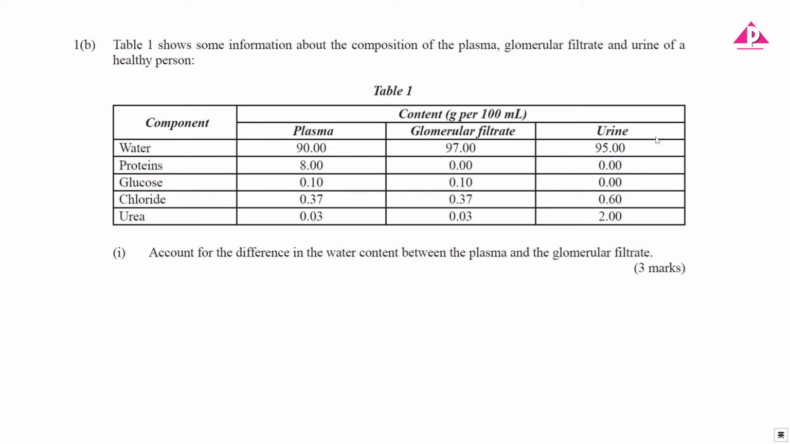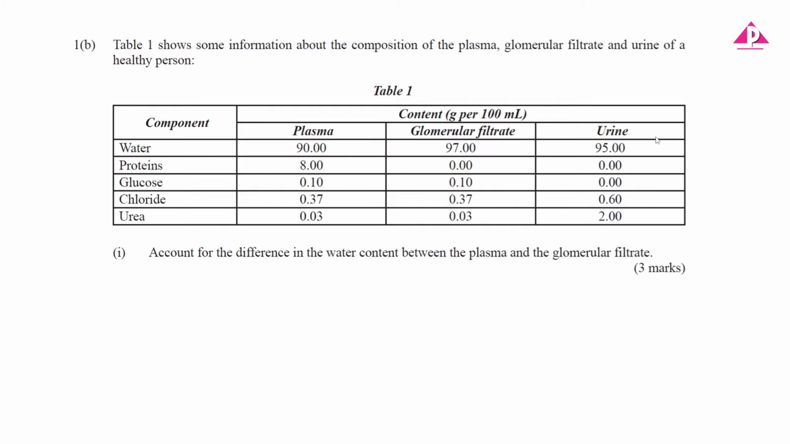This time, we're going to look at a question from Paper 2, Section A, Human Physiology. This is a data response question about urine formation and hemodialysis. Table 1 shows some information about the composition of the plasma, glomerular filtrate, and urine of a healthy person.